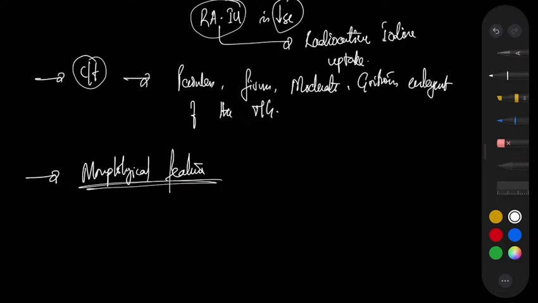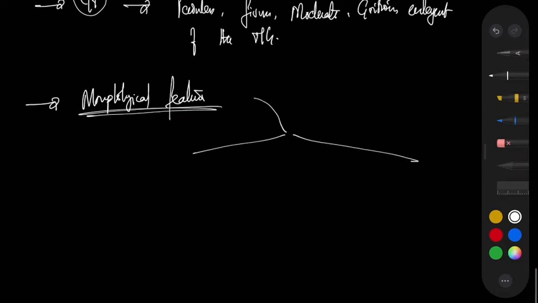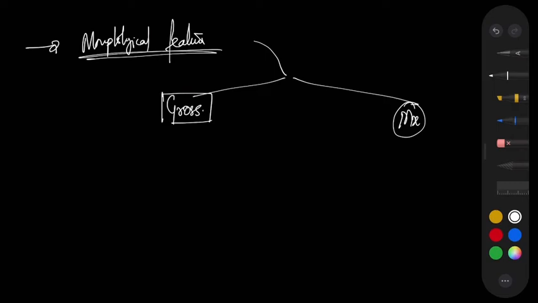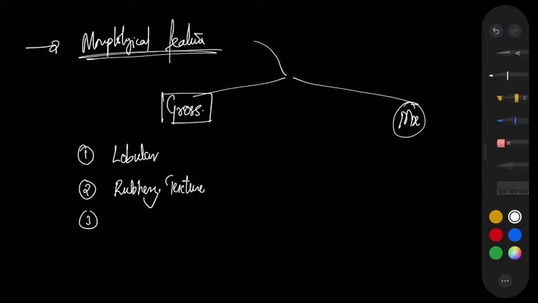So under morphological features, we are concerned with two things: the gross and the microscopic features. Coming to the gross features of a thyroid gland in Hashimoto's, we see that the thyroid gland is lobular, with a rubbery texture, firm and enlarged. How enlarged is it? It weighs around 100 to 300 grams.